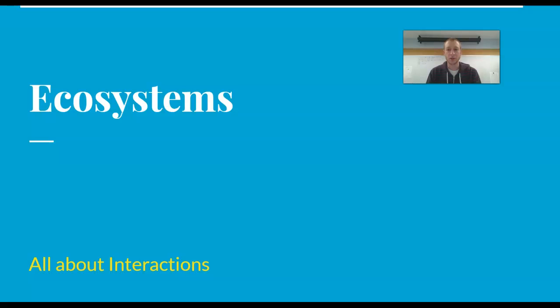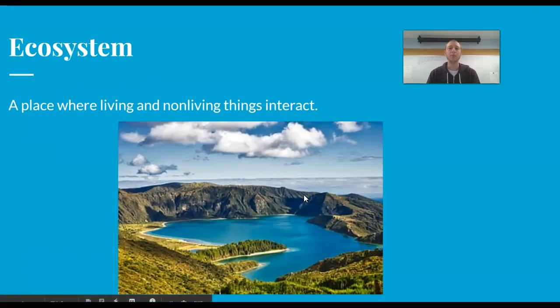So we are studying ecosystems, and what we're really focusing on is all the interactions in that ecosystem. That's what we want to be thinking. Anytime we look at an ecosystem or look at the natural world, we want to be trying to imagine all the different connections and interactions that are occurring. So remember, an ecosystem is basically just a place where living and non-living things interact.